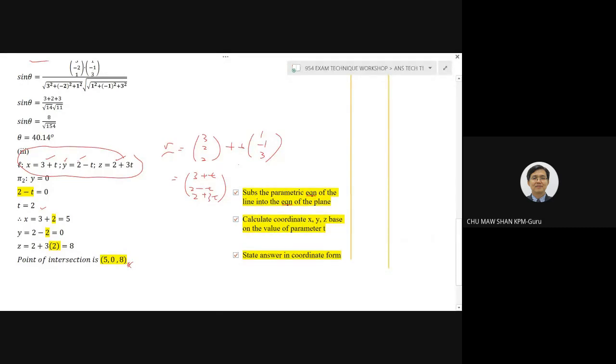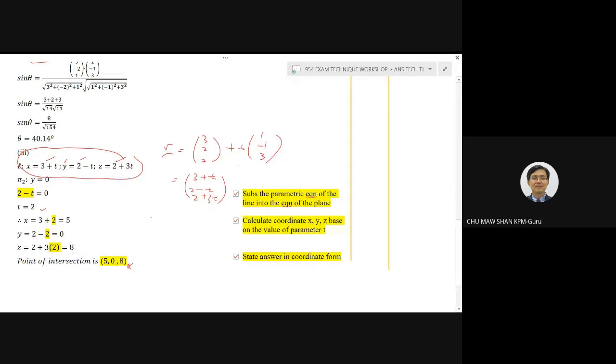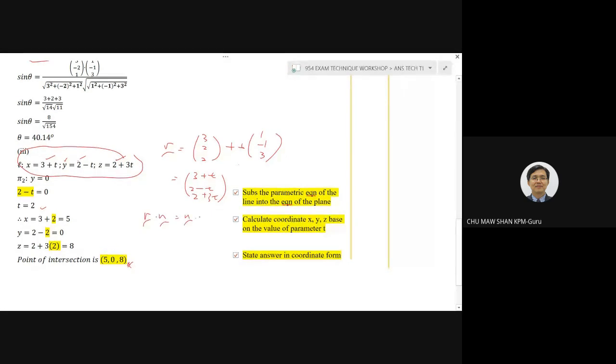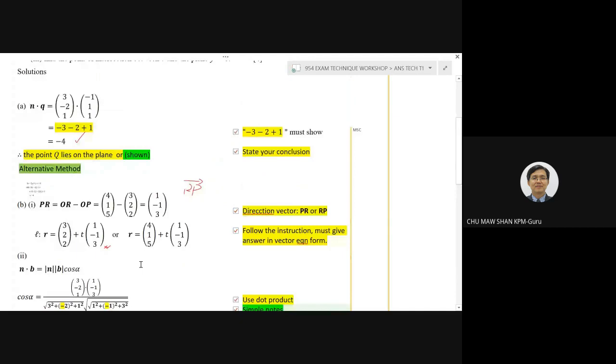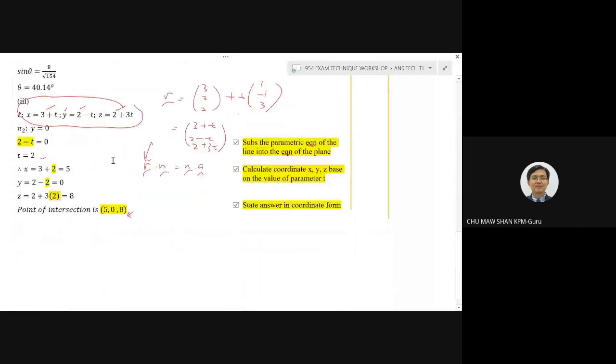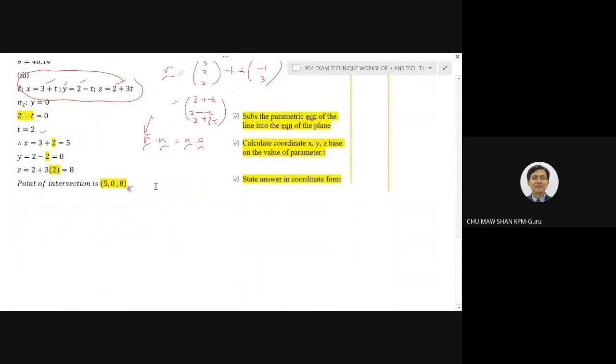The other alternative is you substitute this r into the r dot n equal to the plane equation. You substitute your r here. That is another option. Alright? Don't forget to state your answer in the coordinate form. Never leave the x, y, z simply like that. It must be in point form, because look at the question, what does it ask for? It asks for a point. So you must give the coordinates in coordinate form.